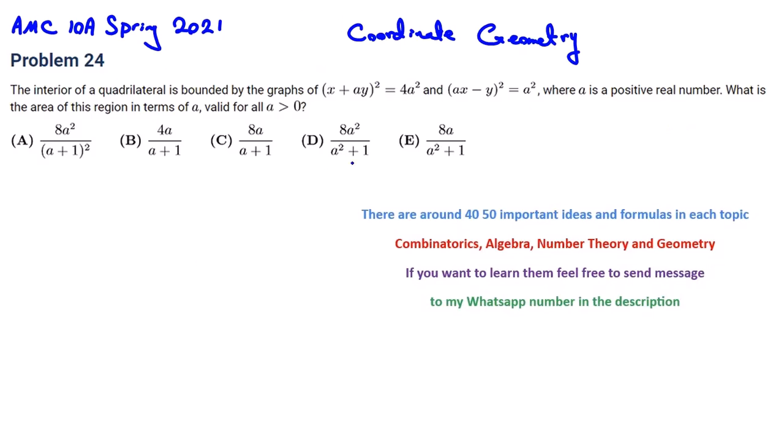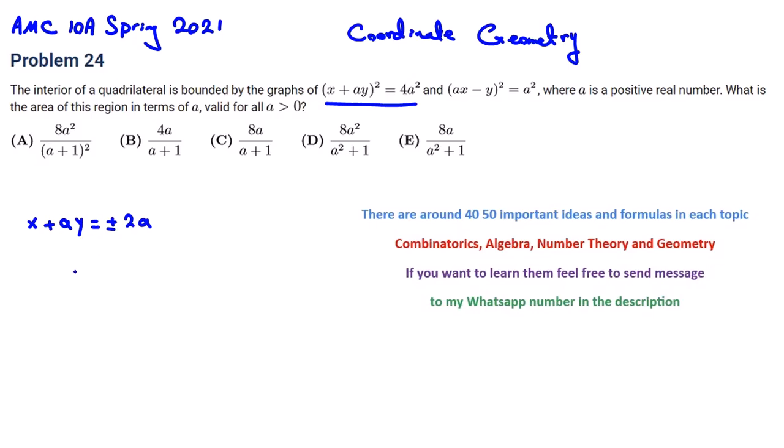Okay, for this problem, first we say (ax minus y) whole squared is a squared. Let's consider this part. If you take a square root, we have x plus ay equals plus minus 2a. What about this one? So first, plus minus 2a, we can conclude what? Because we know a is a constant, we can conclude there are two lines.